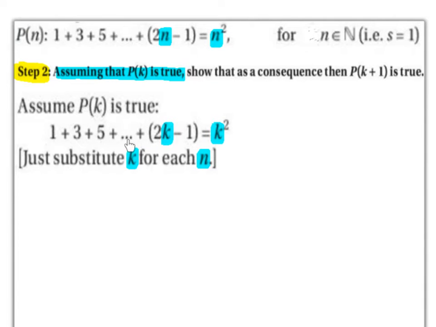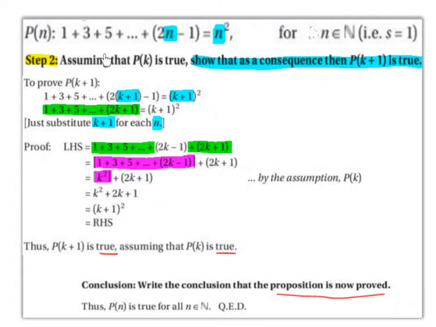So we just substitute k for each n. So we assume that P of k is true. So we've assumed that P of k is true. Now we need to show that as a consequence, P of k plus 1 is true.